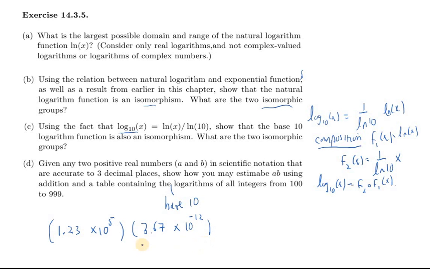All right. So how are you going to use the table of base 10 logarithms to compute this product? And you're going to be using the isomorphism property to do that. Okay, so that's all I want to say about those two problems.